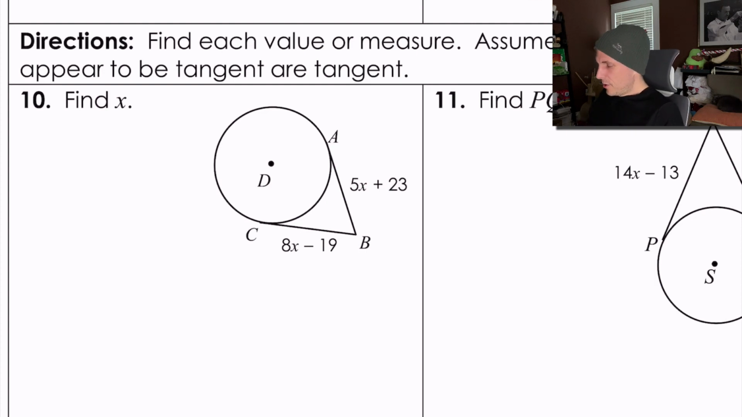So you see that they're tangent, and we just learned that if we have an exterior point and through that point you have two tangent lines drawn to the circle, the distances from the exterior point to the points of tangency are going to be congruent.